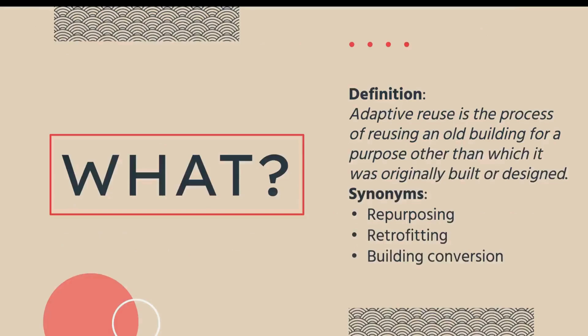What is adaptive reuse? Adaptive reuse is the process of reusing an old building for a purpose other than which it was originally built or designed. So it's kind of renovation. In some way, it's similar to revitalization or some kind of rehabilitation in architecture. But the main thing is that you shouldn't transform its facade, but change its function.